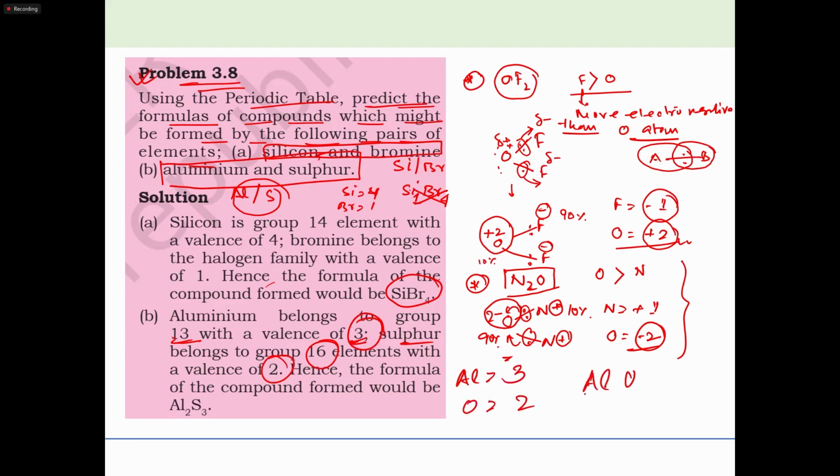Now you have to make the compound. So it will be here and it will be here. Sorry, it will be the sulfur. So the compound will be Al2S3, and this is the chemical formula Al2S3, which is made by this aluminium and the sulfur.